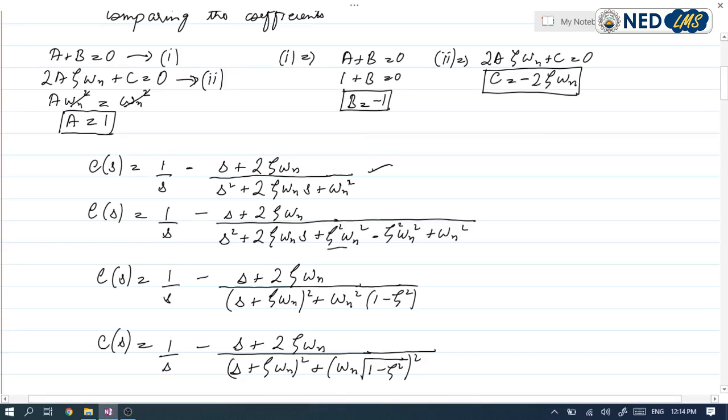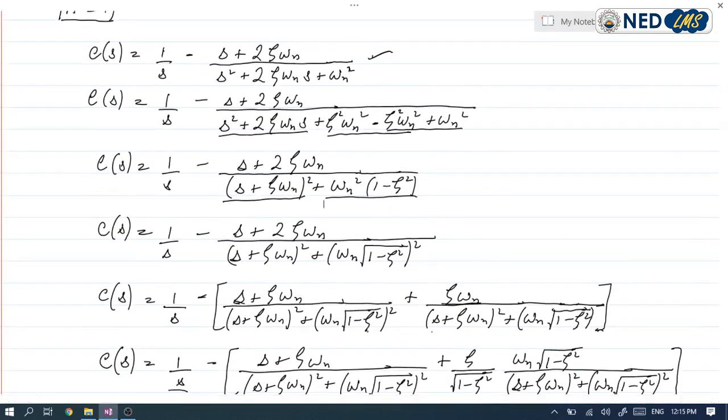In the next step I have added and subtracted these two terms. I did so because I want to make this term a perfect square like this, and also I make omega n square constant in these two terms. So I will get this term here, and in this step I make this term a whole square by taking an under root on this term here, as you see.